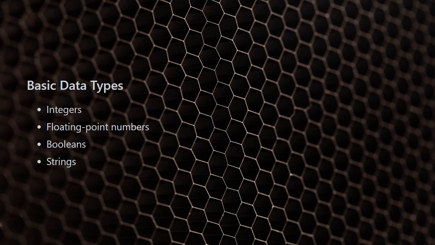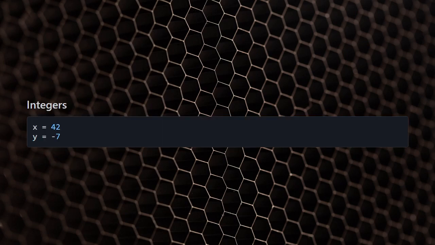In Python, we have four basic data types: integers, floating point numbers, booleans, and strings. Now let's take a closer look at each of these data types. Integers are whole numbers without a decimal point, like 42 or -7. In Python, you can define an integer by assigning a whole number to a variable.